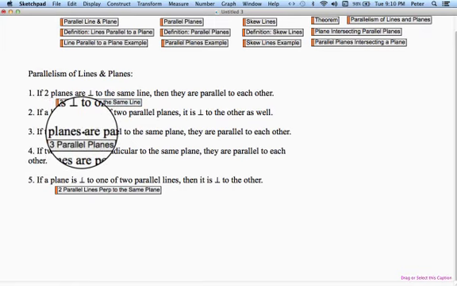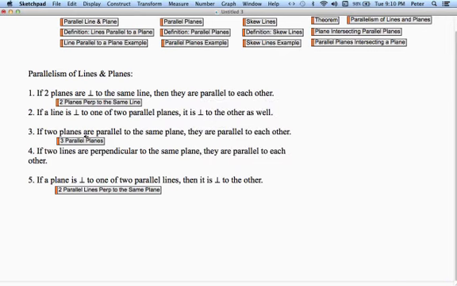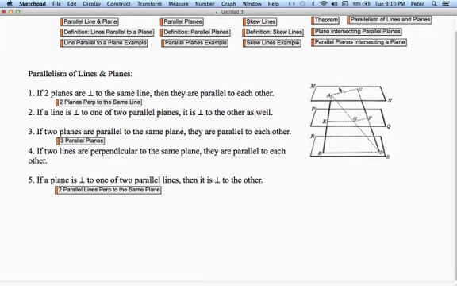Okay, let's go to the next one. If two planes are parallel to the same plane, they are parallel to each other. Well, this isn't so bad. This plane on top is parallel to the plane on the bottom. This plane in the middle is parallel to the plane on the bottom. So therefore, it's kind of like transitivity. We know that the plane in the middle is parallel to the plane on top. Makes sense. If the first floor of a building is parallel to the second floor, and the second floor is parallel to the third floor, then the first floor and the third floor can be proven to be parallel.